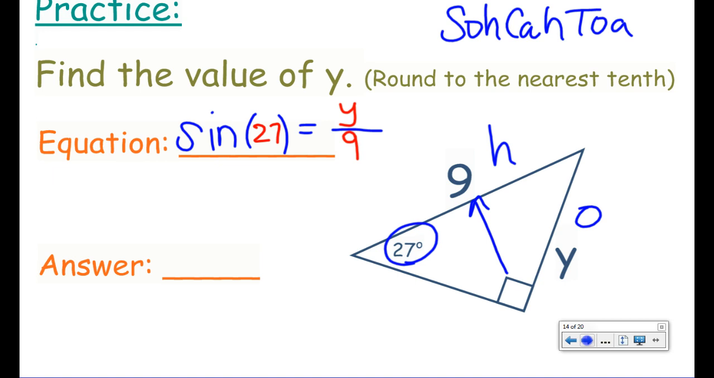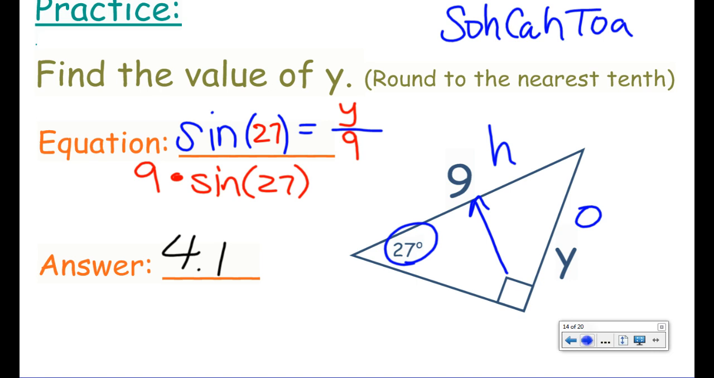Torrin, where's the variable? The numerator. Numerator. So what should we do? Multiply. Very good. 9 times sine 27. Matt, when you have an answer, let me know what you got. 4.1. That's to the nearest tenth? Okay.